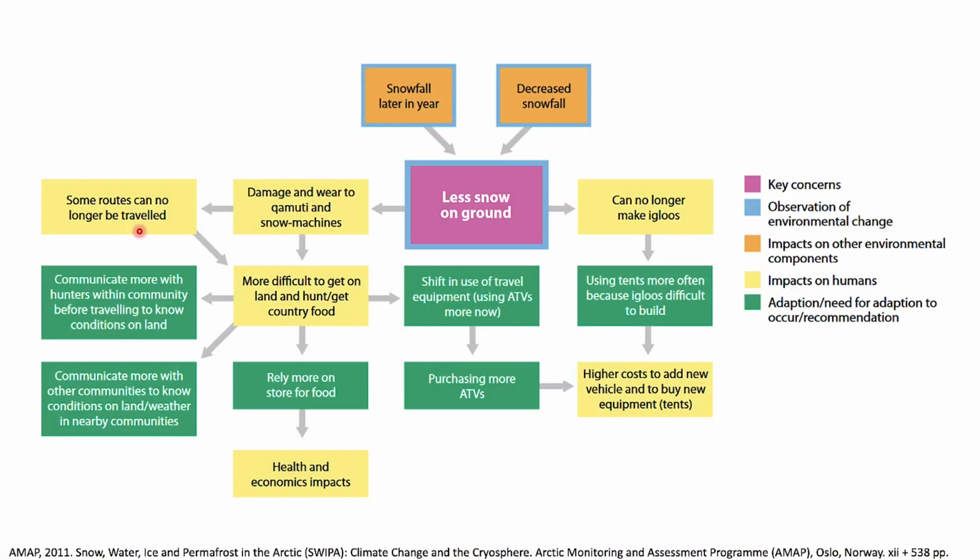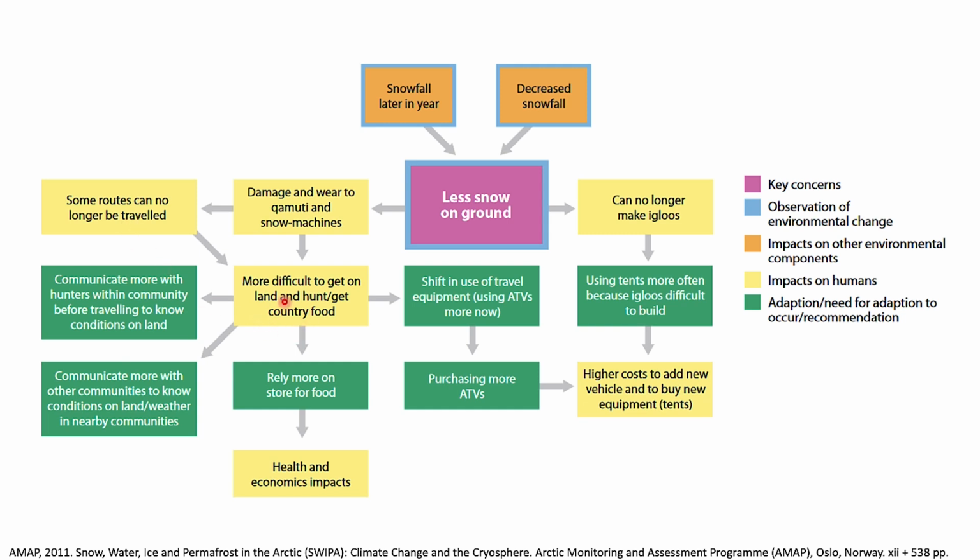But if it is a slush or if there is less ice, then the surface is going to be uneven and it is going to have a great effect on travel. So some routes can no longer be traveled. In other words, the ice may be melted completely, so that means it is just water. So the snowmobiles cannot travel over that.